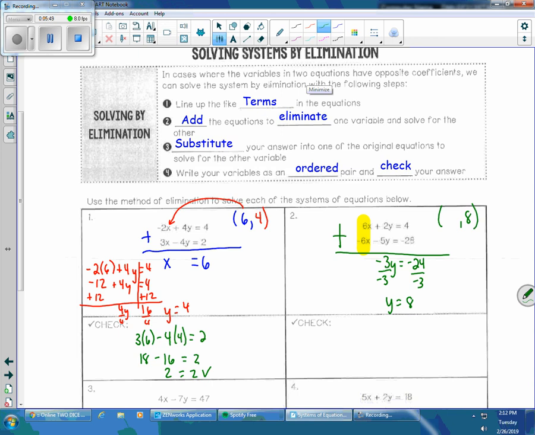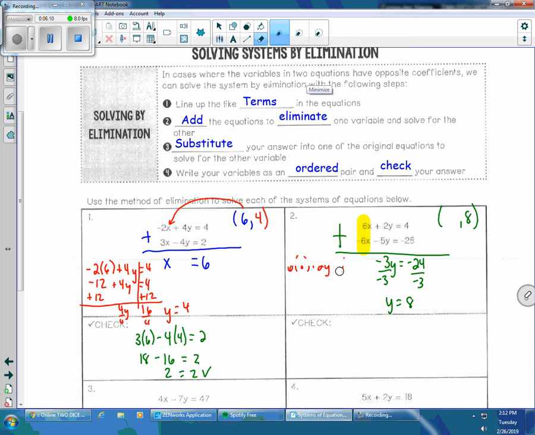Now I need to figure out the other half. Plug in my y equals 8 into either one of the equations. So 6 times 8 plus 2y equals 4. 6 times 8. Oh, you know what? I almost made a big mistake there. In fact, I did make a big mistake there.